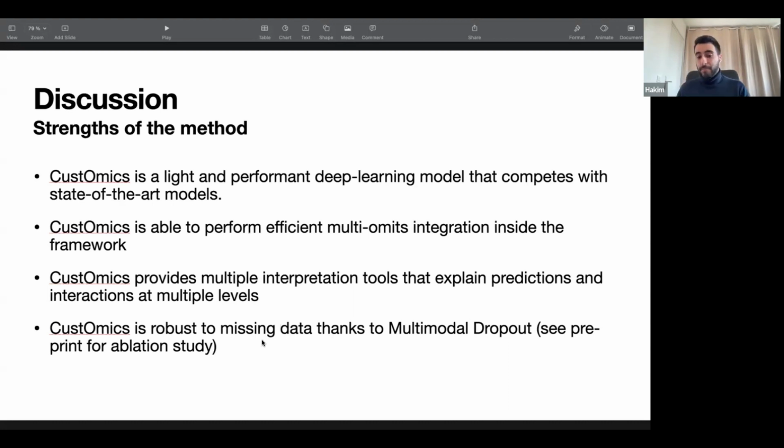And another key point is that CustOmics is actually robust to missing data, thanks to a trick we added from another paper, called multimodal dropout, which consists of, as its name suggests, using dropout for modalities to mitigate the effect of missing modalities. So in the CustOmics framework, we don't need to have all the modalities aligned for each patient. We can have, for example, missing histopathology slides. We can have missing methylations, etc.